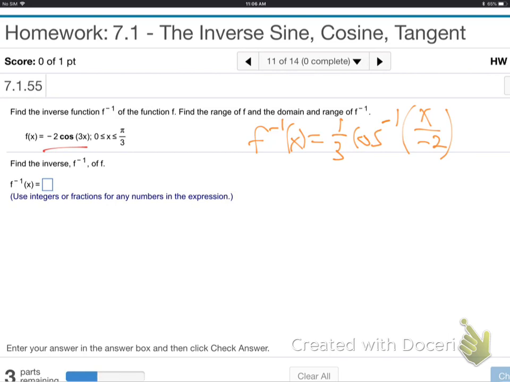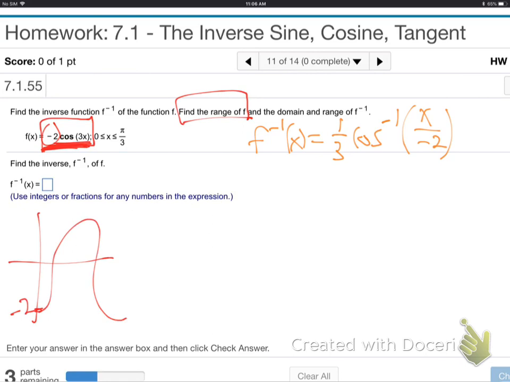Now, what are they asking me for? They want the range of the original function. Range of f first. Any ideas? Think about the graph with me for a second. What if you were going to graph that? We just had the graphing section, homework just last night. If you were going to graph this, it would be cosine. What would that -2 in the front do? It'd be down at -2, and then it would do its thing, and it would go up to +2. Remember, range is just the up and down.